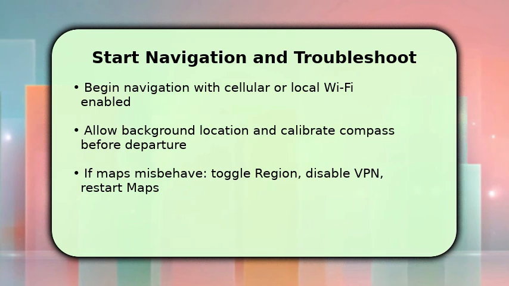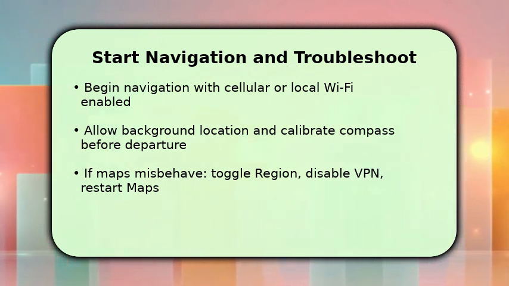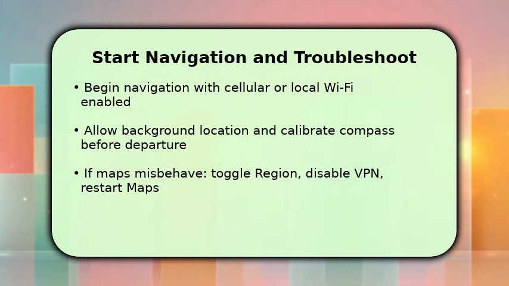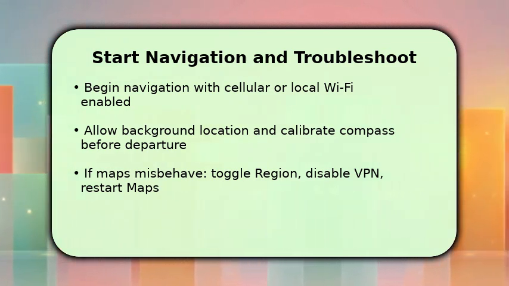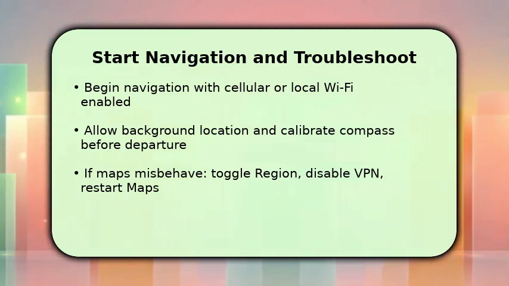If turn-by-turn or search fails, first disable any VPN, toggle region back to China mainland, and restart the phone, then reopen Maps. That single troubleshooting step usually forces the correct China mapping provider to reload and resolves most issues quickly.